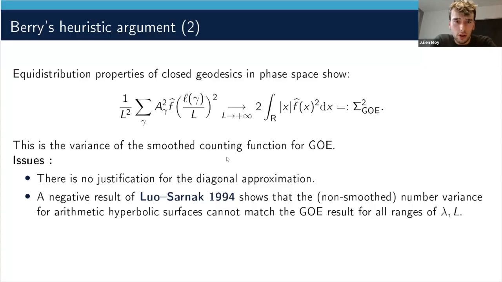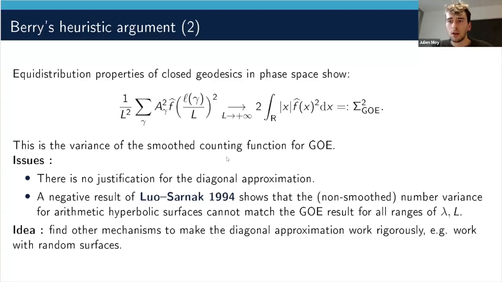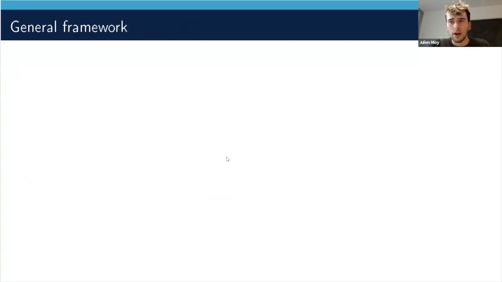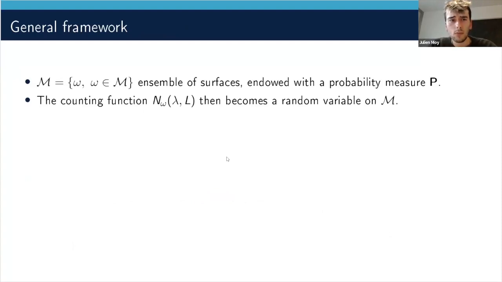Well, anyway, the computations that we performed were kind of seducing. So an idea may be to find other mechanisms to make the diagonal approximation work rigorously. And one idea is to work with random surfaces and hope to gain something by performing some averages. So there has been some work recently. I want to explain the general framework. So essentially, one works on an ensemble of surfaces that I denote M, and we put a probability measure on this space. Then the counting function that we defined for the surface X becomes a random variable on M.